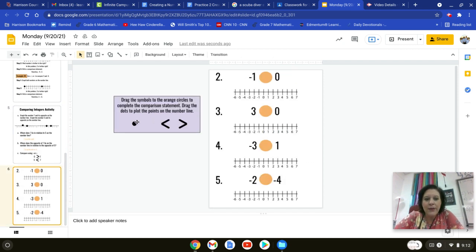Then your next assignment, drag the symbols to the orange circles to make the comparison statement. Drag the dots to plot the points on the number line. So you're going to take this little data point and you're going to put it on -1. And you're going to put a data point on 0. I'm graphing -1 and 0. Which one's further to the right? That's the one the alligator eats. The alligator eats the bigger number. So you're going to graph 3 and 0. You're going to graph -3 and 1. And then you're going to drag over the comparison statement. So -1 is less than 0.